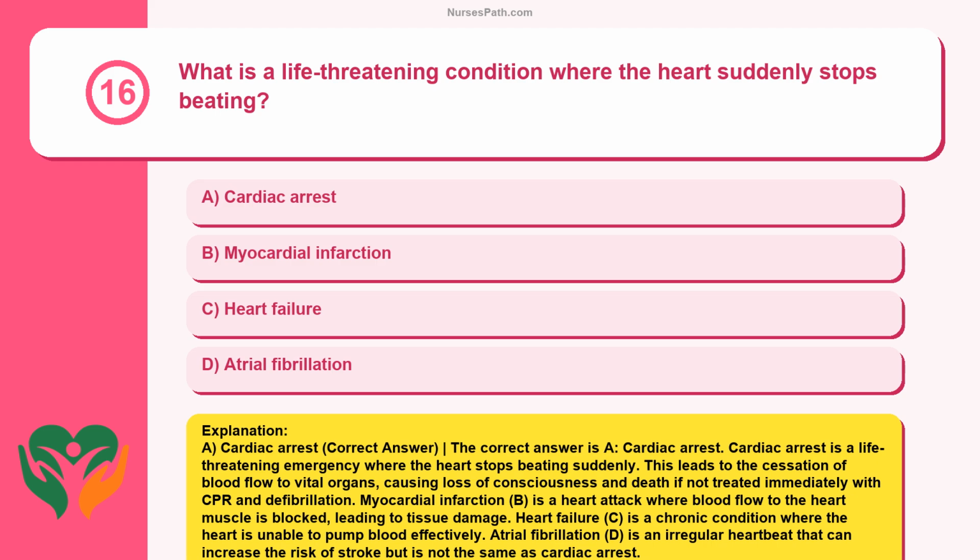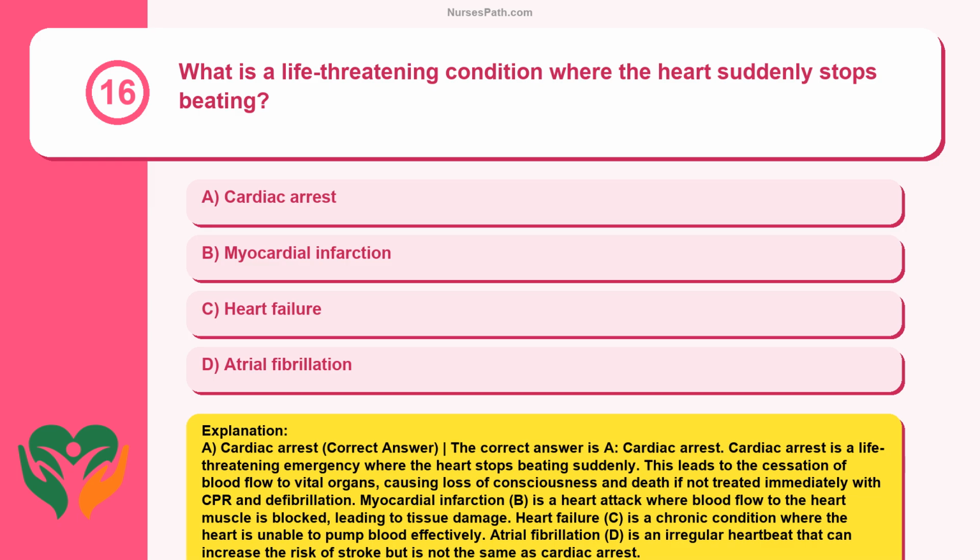Cardiac arrest. Cardiac arrest is a life-threatening emergency where the heart stops beating suddenly. This leads to the cessation of blood flow to vital organs, causing loss of consciousness and death if not treated immediately with CPR and defibrillation.